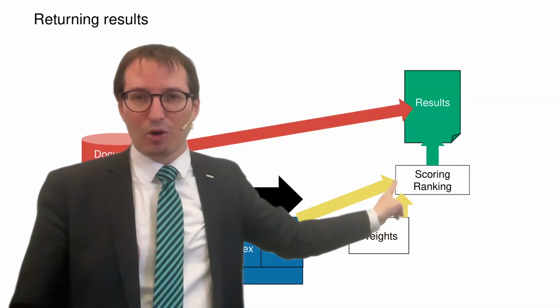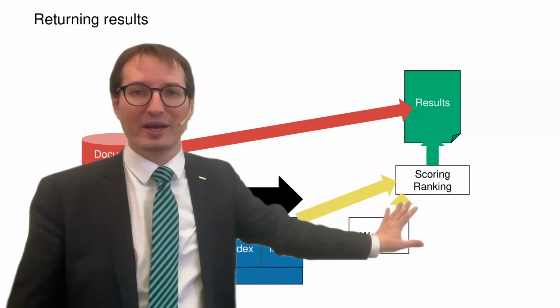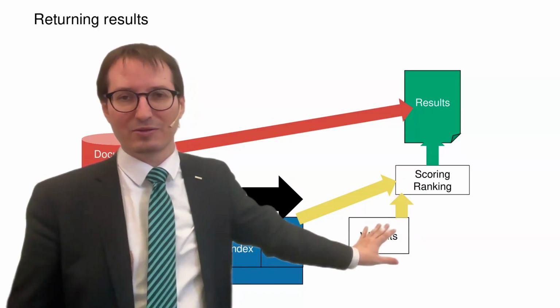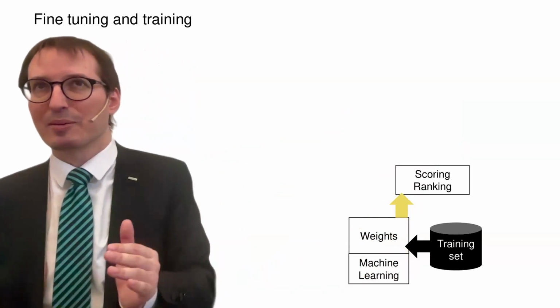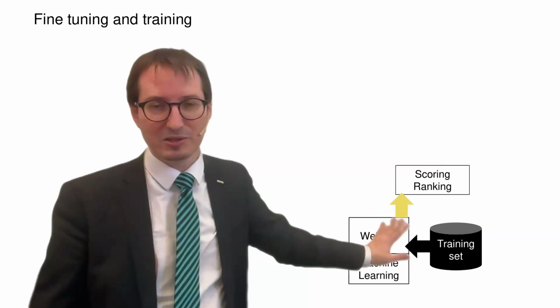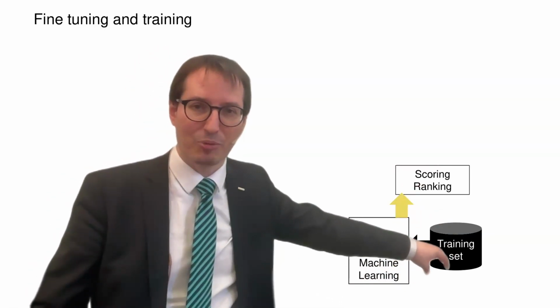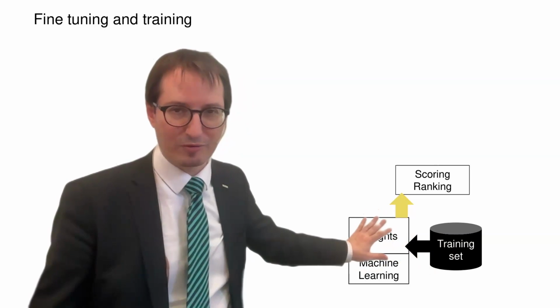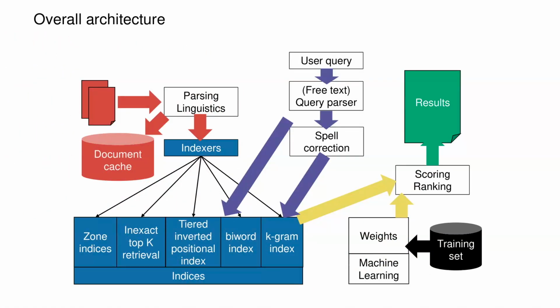And of course, all of that might be parameterized, right? You might have some weights that decide how your system behaves, and these weights might have to be trained separately in advance based on machine learning, right? So this is outside of the scope of this lecture, but this is where machine learning can be plugged in. You can learn some of the parameters, and that gives us a full architecture for a full-fledged information retrieval system, right?